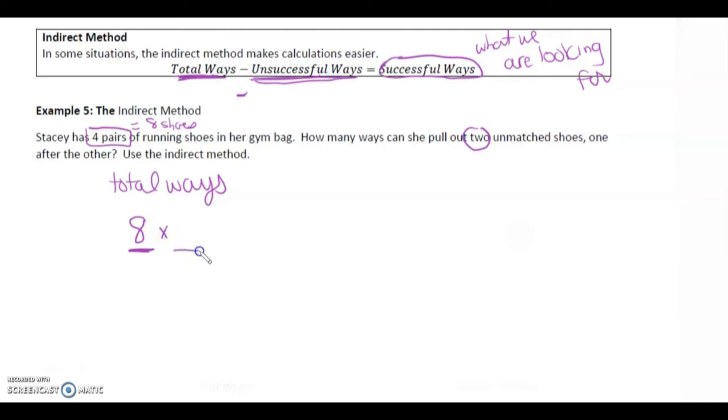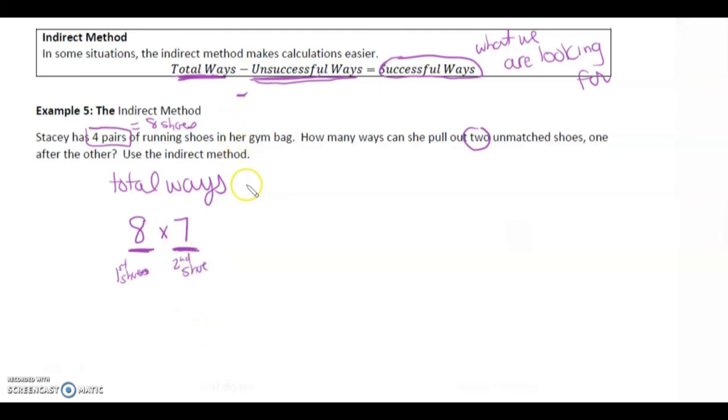Then, how many shoes are left? Well, 7 are left in the bag. So how many ways can she pull out the second shoe? 7 different ways. So this would be the first shoe, and then this would be the second shoe.